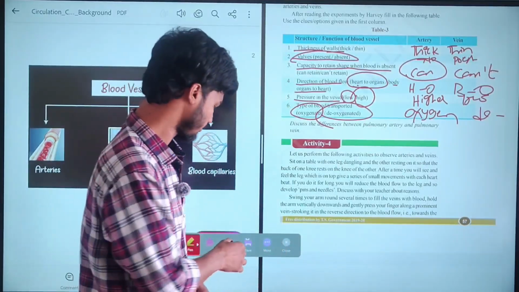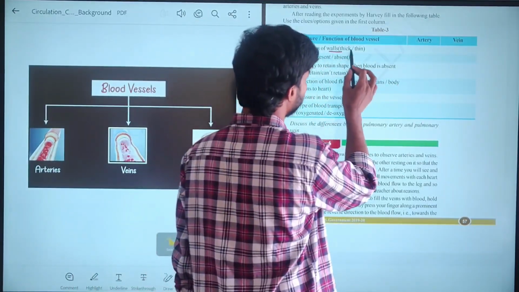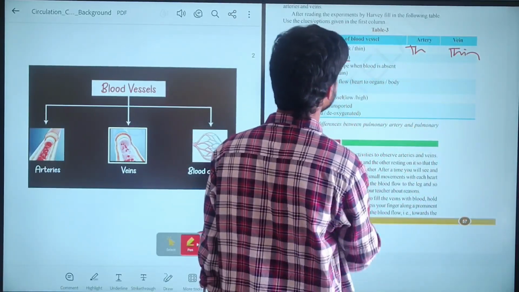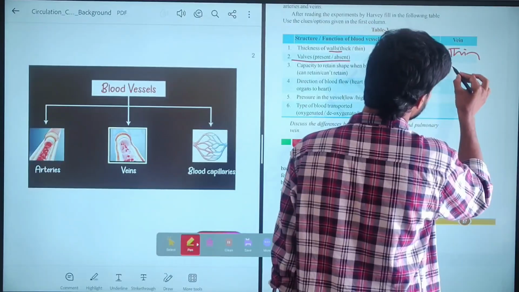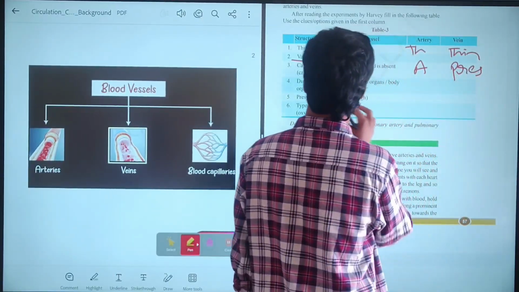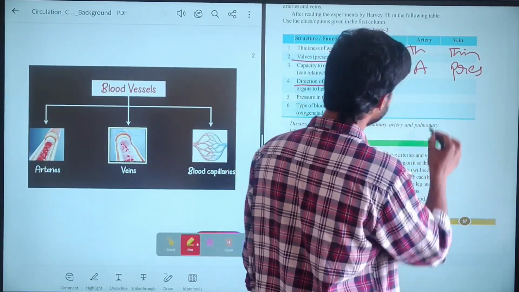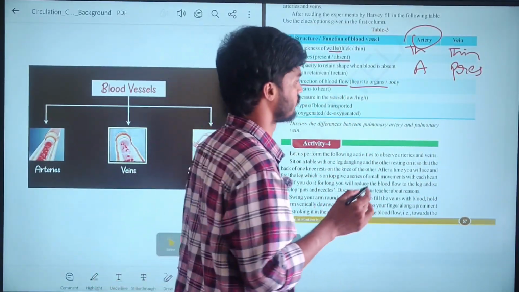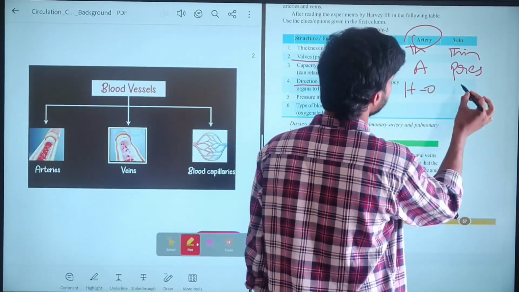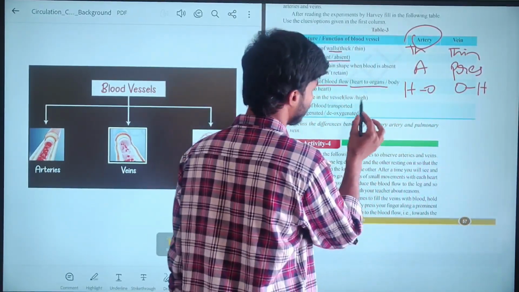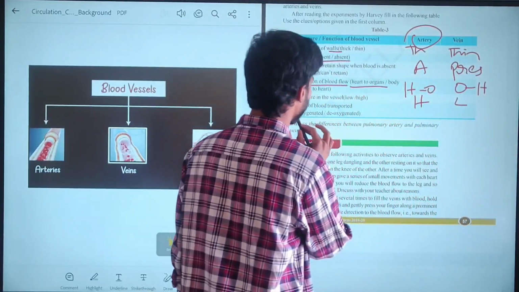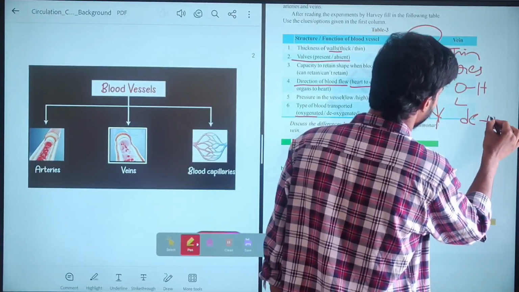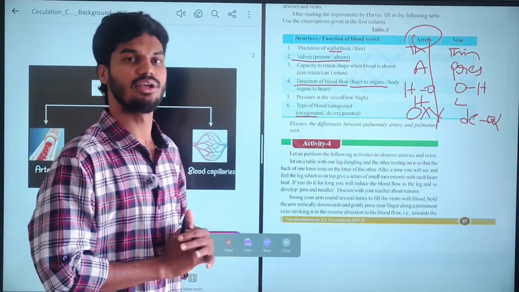Clear? I am repeating once again. Try to write down your answers. Thickness of the walls: arteries are thick and veins are thin. Valves present or absent: valves are present in veins only. Direction of flow: heart to the organs means artery. Arteries transfer the blood from the heart to the body parts, that is organs, and here, organs to heart, the opposite direction. Pressure is higher in arteries and lower in veins. Arteries carry oxygenated blood and veins carry deoxygenated blood.